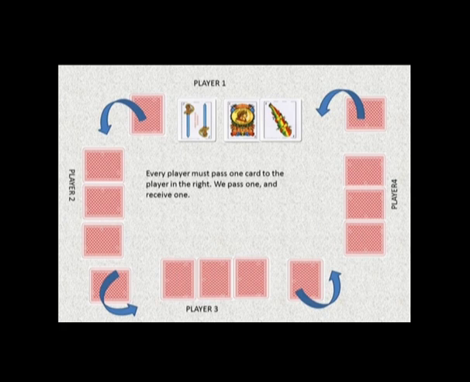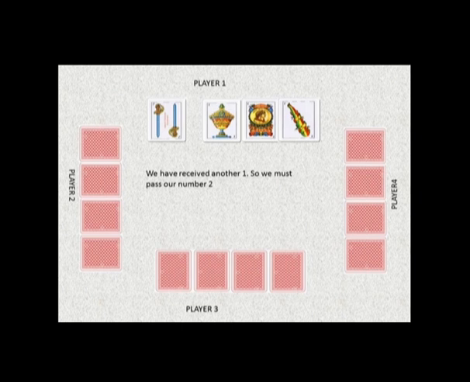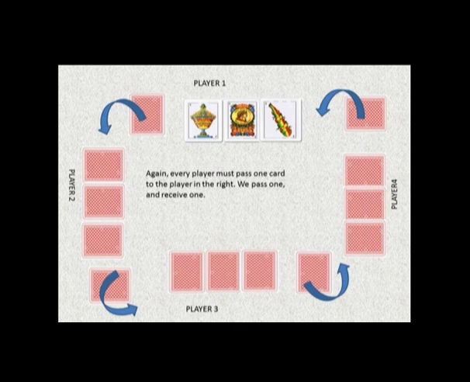Every player must pass 1 card to the player on the right. We pass 1 and receive 1. We have received another 1, so we must pass out our number 2. Again, every player must pass 1 card to the player on the right. We pass 1 and receive 1.